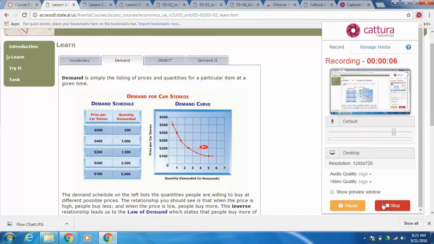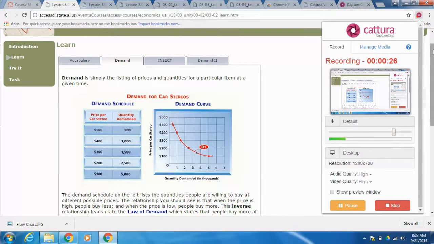I'm a little sick, but I know a lot of you have been having trouble with demand and supply. So I wanted to talk to you guys about that and hopefully explain it a little bit better. I'm going to go through the lessons and some of the tasks, and hopefully at the end you'll have a better idea of how supply and demand works.